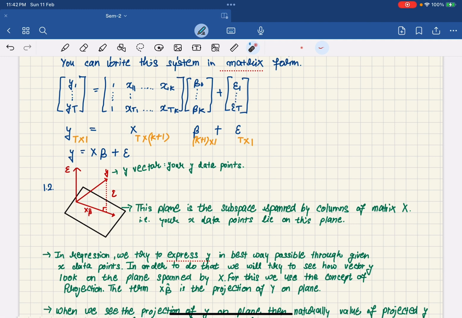Okay, so in simple words, what we are trying to see is the shadow of y on this plane.